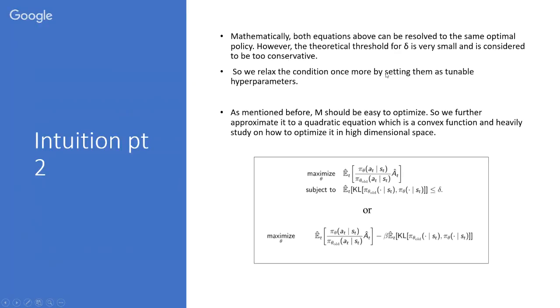Mathematically, both of the equations below can be solved to the same optimal policy. However, the theoretical threshold is very small and is considered to be too conservative. So we relax the condition once more by setting it as a tunable hyperparameter. As mentioned before, M should be maximized to optimize. So we further approximate it with a quadratic equation, which is a convex function and heavily studied on how to optimize it in high-dimensional spaces.